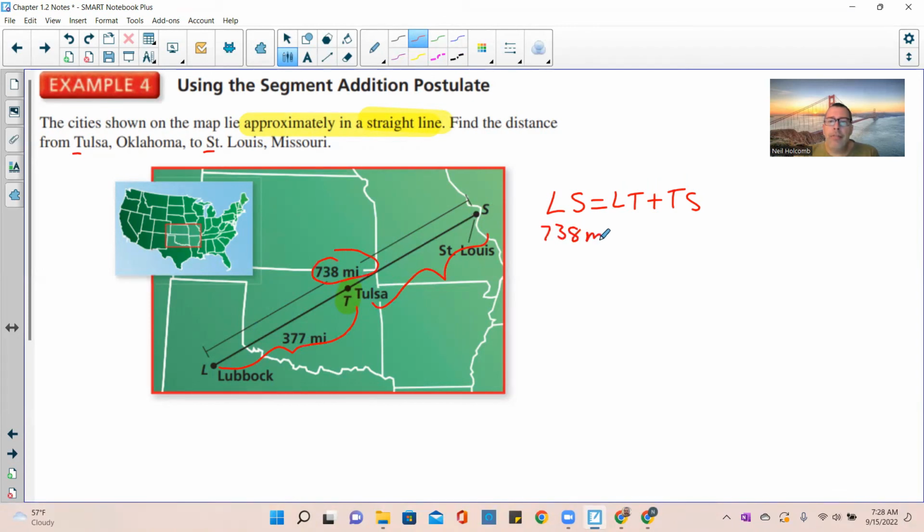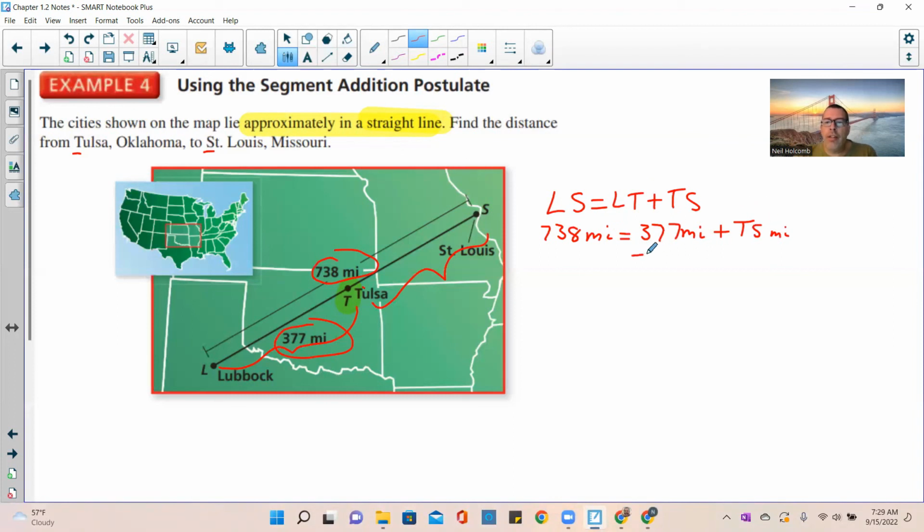738 miles equals LT, which is given, 377 miles plus TS, we don't know. I'm going to write TS and then MI next to it for the miles. So we have the whole thing equals the Lubbock to Tulsa distance plus the Tulsa to St. Louis distance. So there's our formula. Write the formula, substitute the givens, simplify. We're trying to solve for TS, the distance from Tulsa to St.